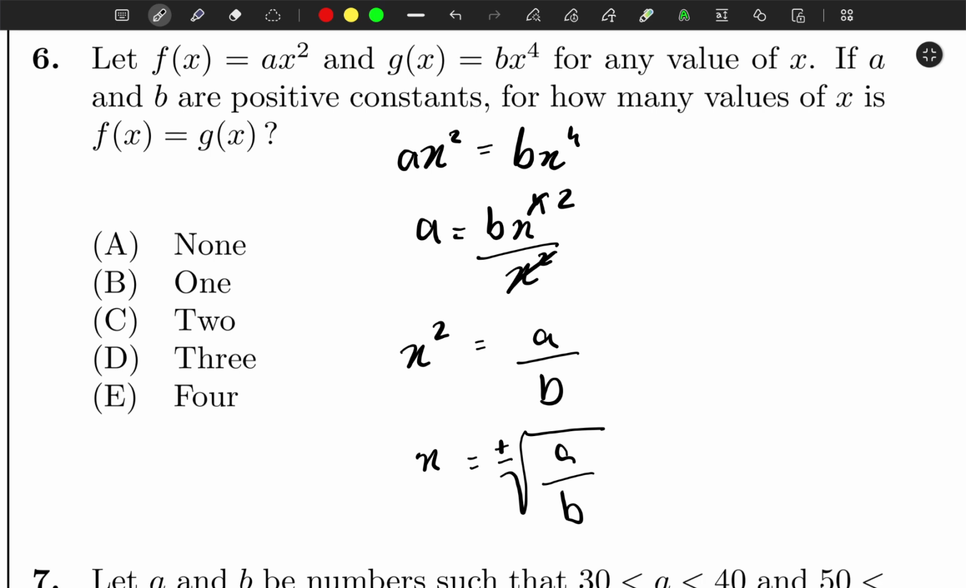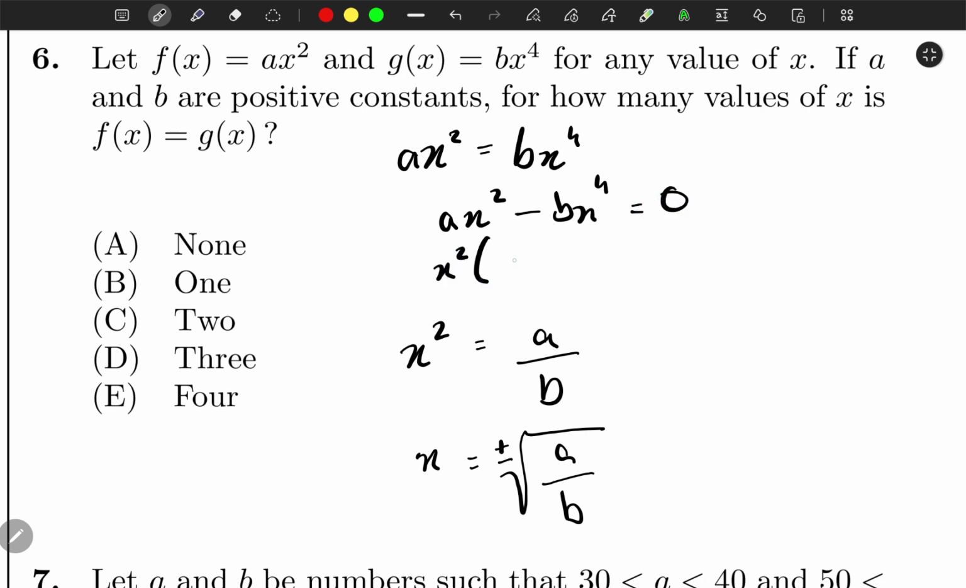What else can we do? Am I missing something? Yeah, I think so. Wait, what if we solved it a different way? Oh, I see. We're going to take this to the other side and subtract it from a x squared. So a x squared minus b x raised to 4 equals 0. We can take x squared common. That's going to leave us with x squared times a minus b x squared, which equals 0.